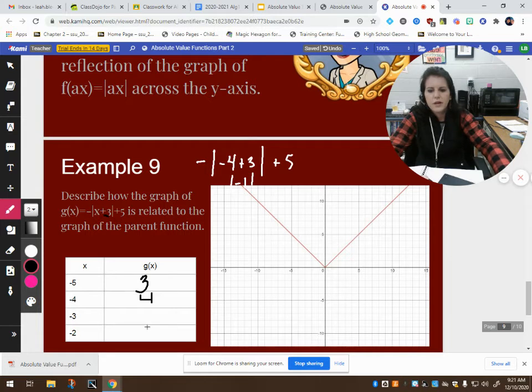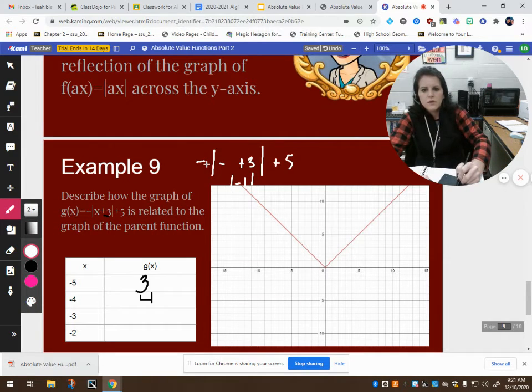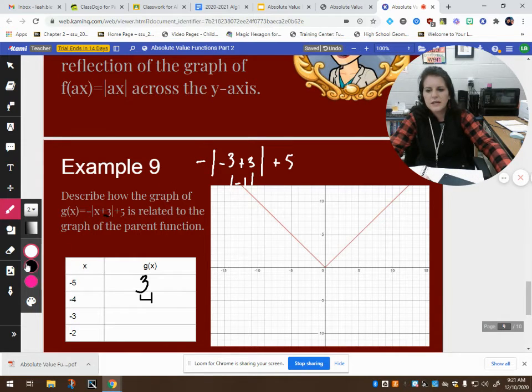Plug in my -3. Let's just erase this and plug in a -3 here. -3 plus 3 is 0, so then add 5 and we get 5. Okay, plug in a -2. -2 plus 3 is a +1. +1 times -1 is -1. -1 plus 5 is 4. So again, we get out a 4.